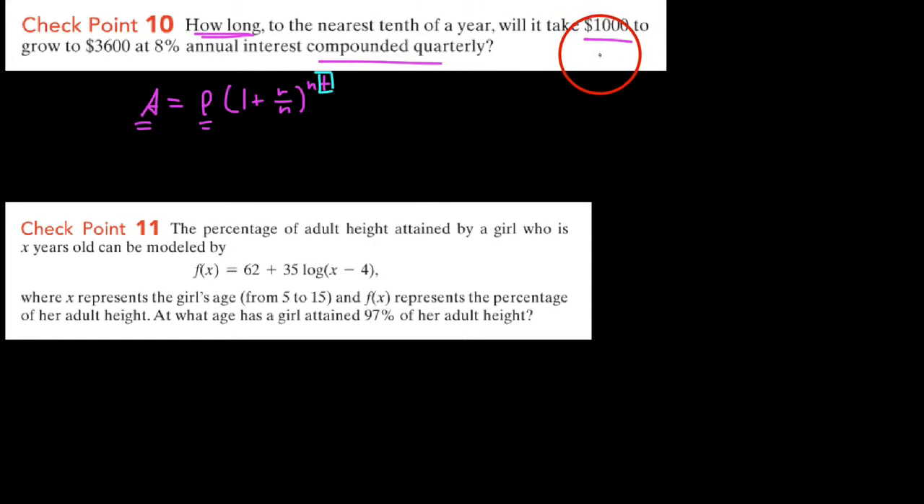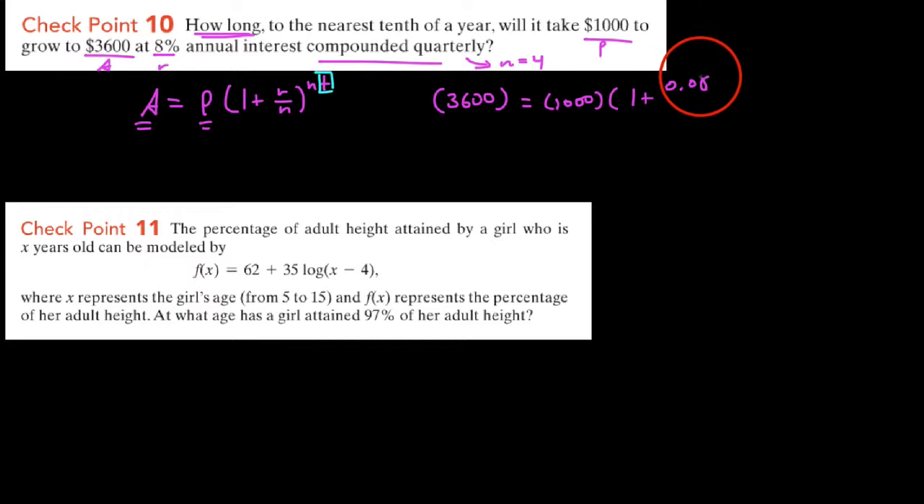We say that this 1,000 represents our initial investment, and this 3,600 represents the amount we wanted to get to. Our 8% is our r, and compounded quarterly means that our n value is going to be 4. So filling all of this in, 3,600, our amount, equals our principal amount, 1,000, times 1 plus the rate. Now the rate, 8%, needs to be written as a decimal, all over n, and this is all to the nt. You can see how in all of this mess we're going to have to get to this t, which means, if you're listening to my advice, we need to isolate the base of this exponential expression first.